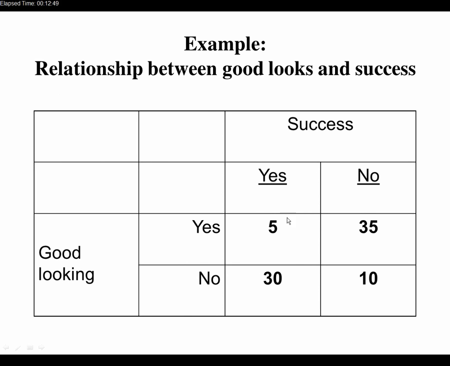Here's the example: the relationship between good looks and success. Here's success: I'm successful, yes; I'm successful, no. I'm good looking, yes; I'm good looking, no. So you can see that if I'm not good looking, I have less success.